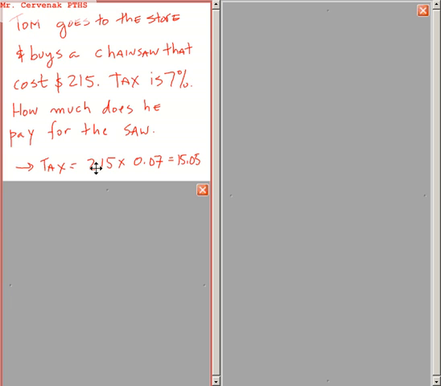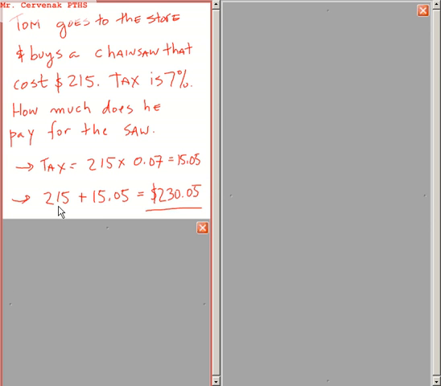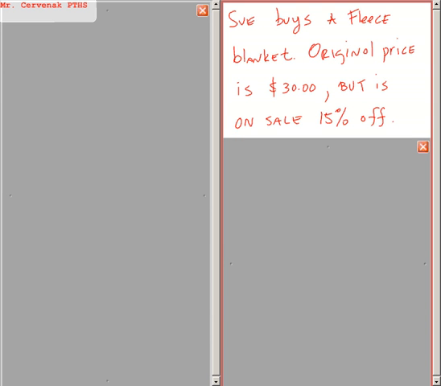So we find the tax, 215 times 0.07, that's 7% converted to a decimal, equals $15.05. Sales tax is in addition to the regular price. So to find the total, we take the original amount, 215, add the sales tax, $15.05, and conclude with $230.05. So the final answer is Tom pays $230.05.